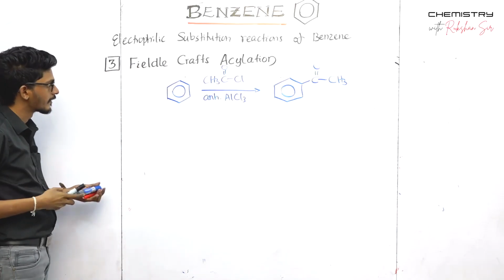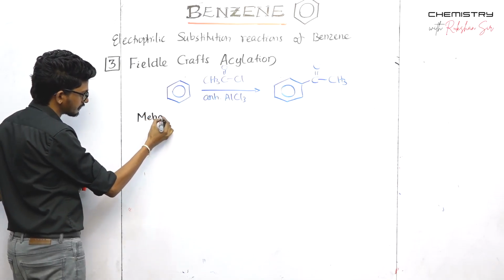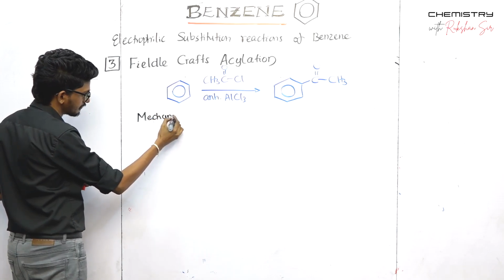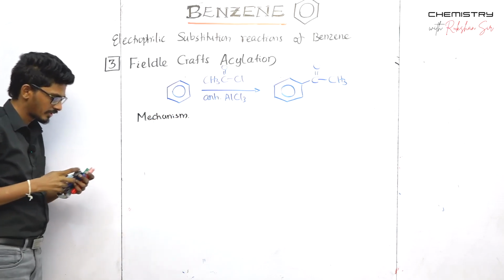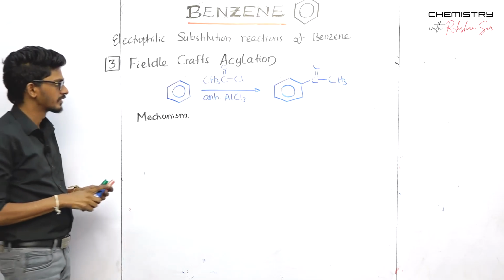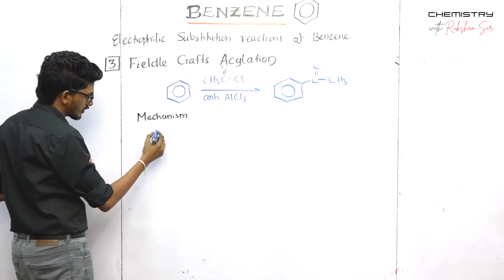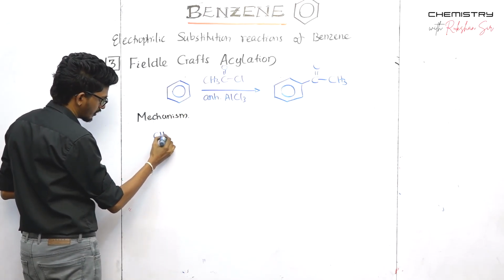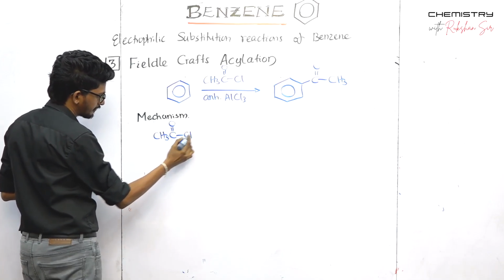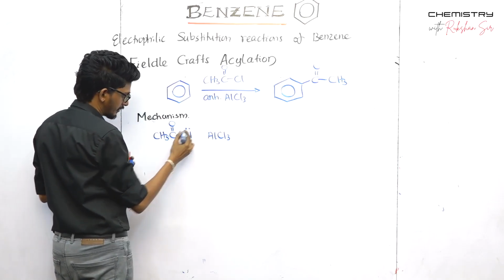So let's discuss the mechanism there. Mechanism. Again, this mechanism is also with 4 steps, like in earlier cases, right? So the first step is the reaction of the reagent with the catalyst, the same kind of reaction. So CH3, C double bond Cl is reacting with AlCl3. And what will happen?